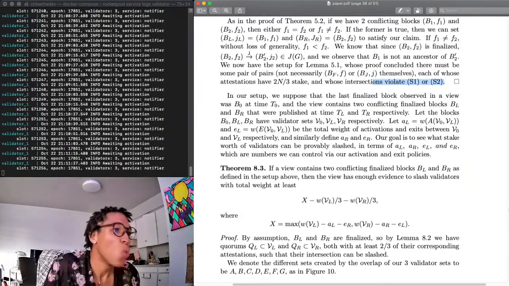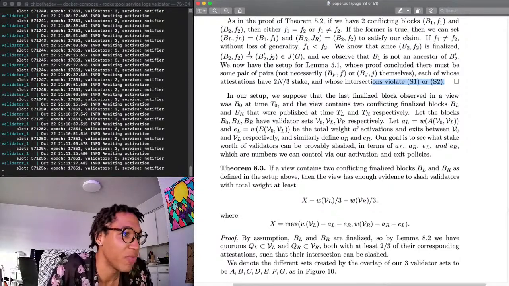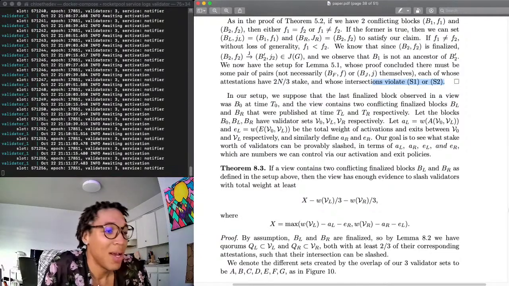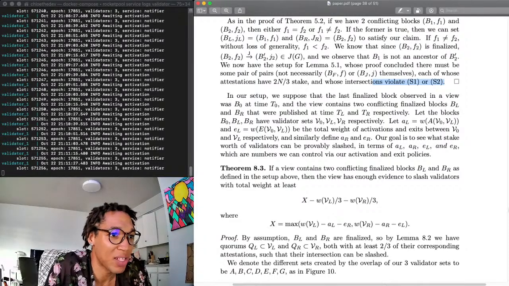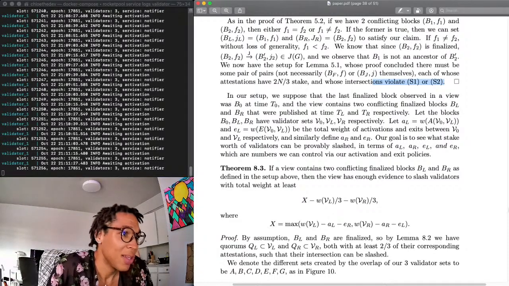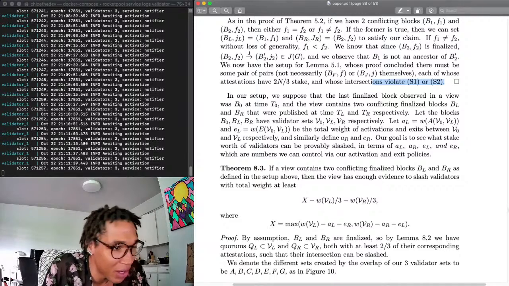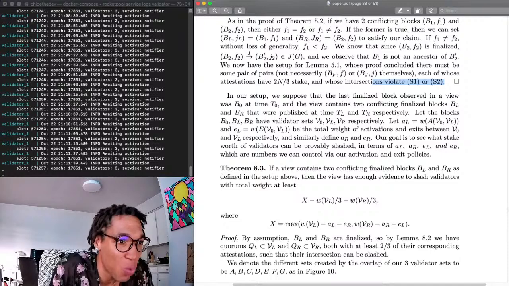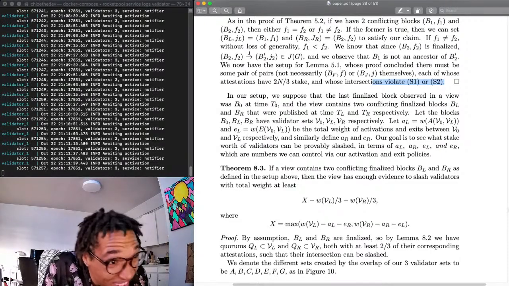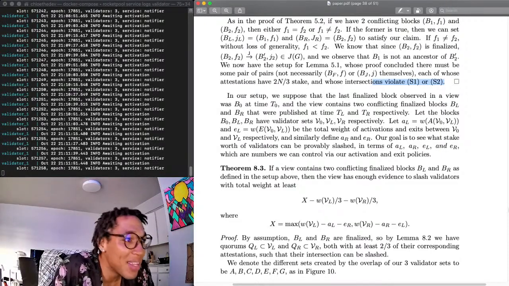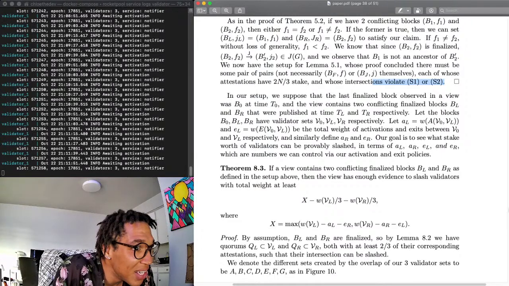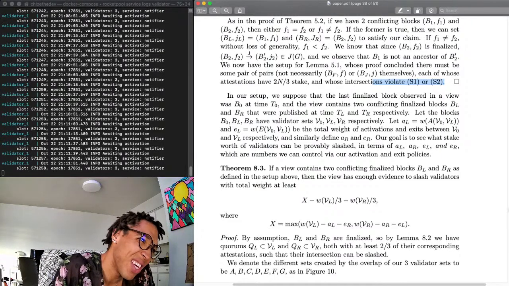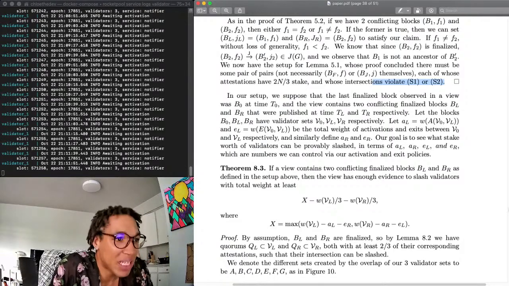In our setup, we suppose that the last finalized block observed in a view was block 0 at time 0, and the view contains two conflicting finalized blocks, block L and block R, that were published at time L and time R respectively. Let the blocks be block 0, block L, and block R have validator sets validator 0, validator L, validator R respectively, and let the attestation for L be the weight of all the attestations for validator 0, validator L, and the activations and exits are the weight of E.